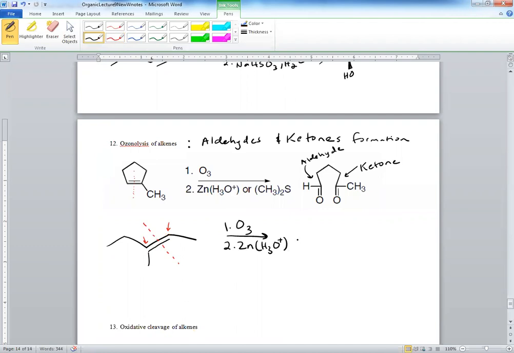So it should look like this now. I'm going to start with this side. That's fine to draw this one this way. And that side. Now, of course, I showed the H here, so I am going to show it as a reference point here to show you the formation of an aldehyde. So this is an aldehyde, and this is a ketone.